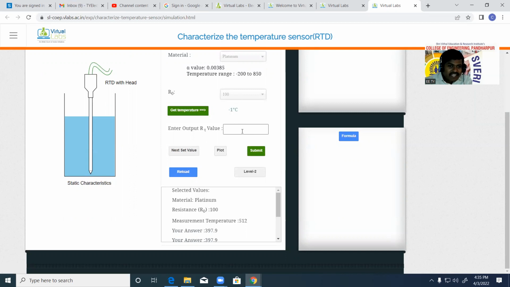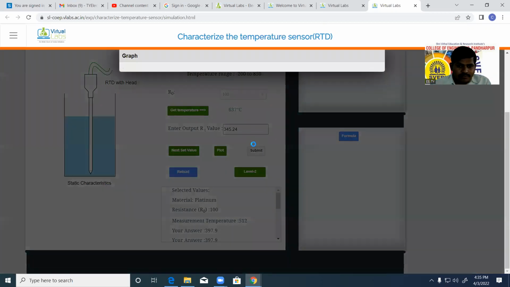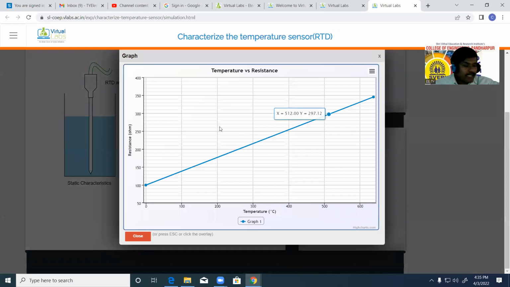Next one for -1 degree Celsius, the value is 99.6. Okay. Next for 637 degree Celsius, the value is 345.24. Submit, plot. It is again linear.